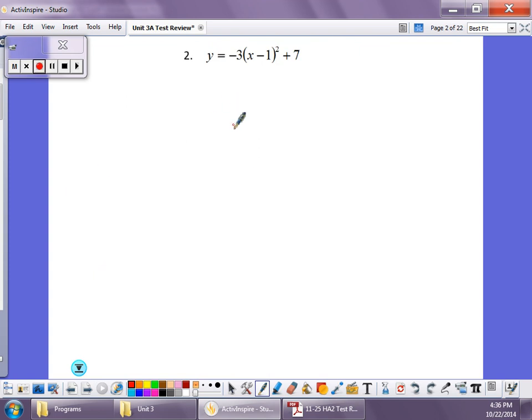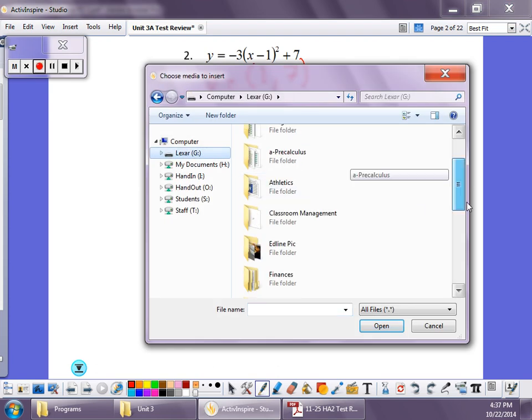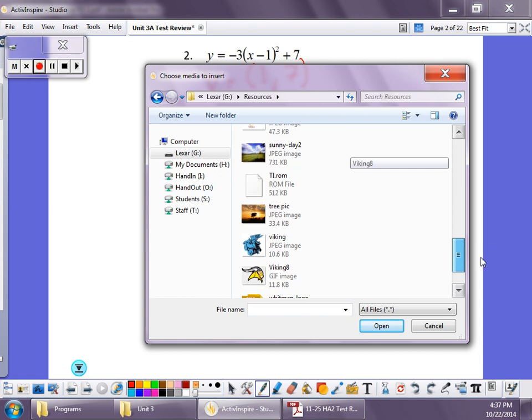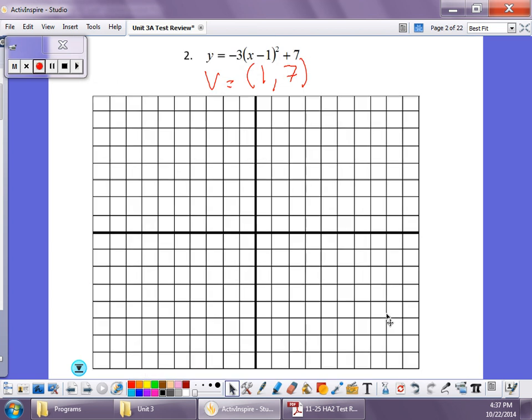Number 2 is a little nicer. This gives us the equation in vertex form. So for this, I know my vertex is (h, k). That's going to be (1, 7). So, I think I can put in a graph for this one, and it'll look better. So I have (1, 7). Over 1, up 1, 2, 3, 4, 5, 6, 7.